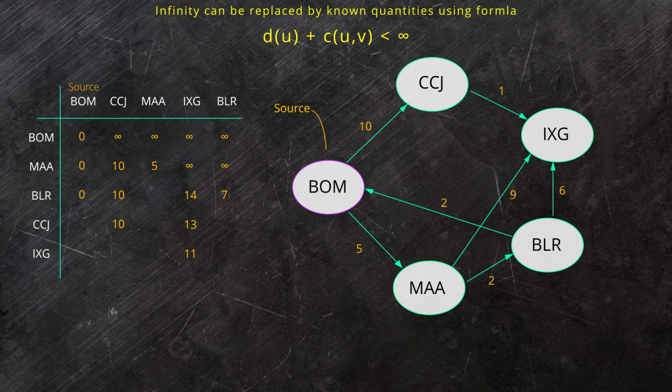Now we have to find out which is the shortest path. So the shortest path from BOM to MAA, value is 5. The shortest distance from BOM to BLR, that is 7. BOM to CCJ is 10. BOM to IXG is 11. Right? So now this is the total values of the total minimum cost or minimum path. Now we have to find out, from this particular table, what is the minimum path.